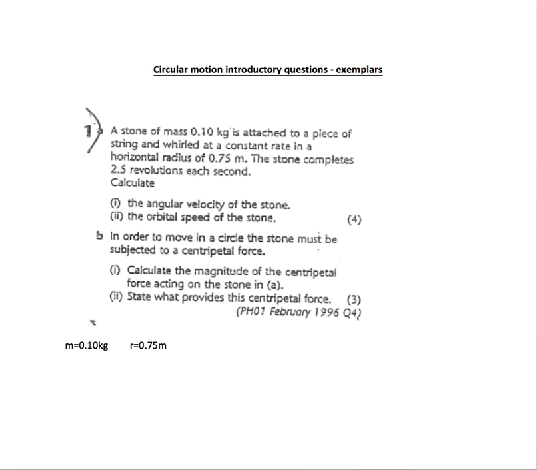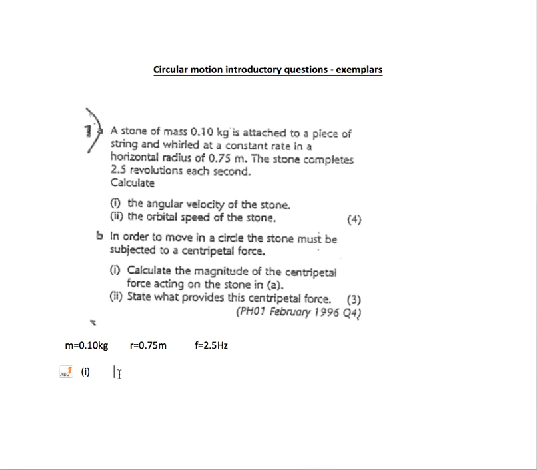So that's 2.5. That's the frequency is what I'm trying to say. So we know the mass, we know the radius, we know the frequency. And part one of our question wants us to deliver the angular speed of the stone. So we need a relationship that connects the angular speed or angular velocity to what we know. And we know they are related by the frequency. We know omega equals 2 pi f.